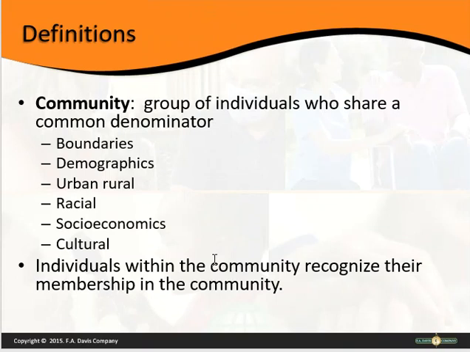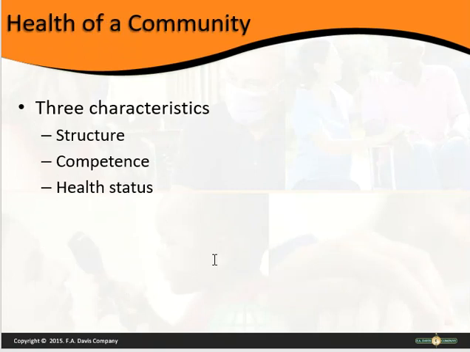Remember, a community is a group of individuals who share a common denominator. There are certain community boundaries, which can be, like I mentioned, children with asthma, or they could be boundaries that are geographical. Okay, so structure, competence, and health status are used in defining the health of a community.